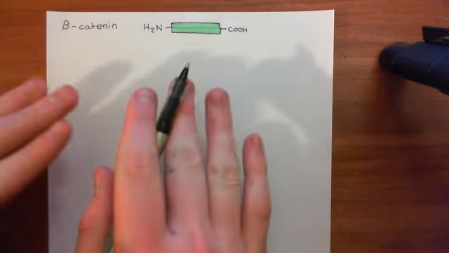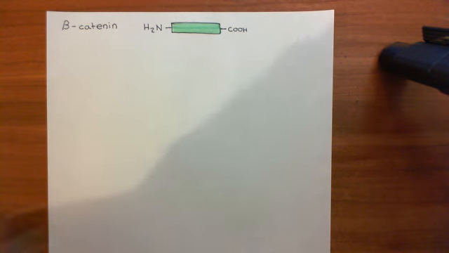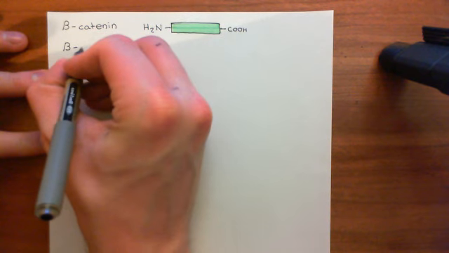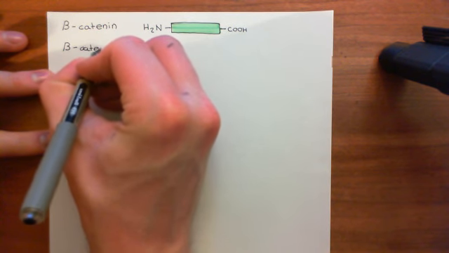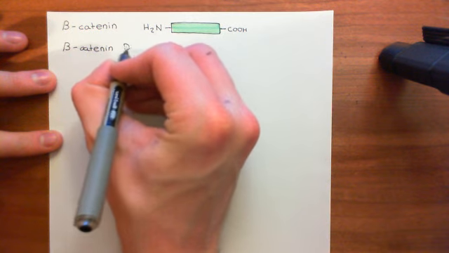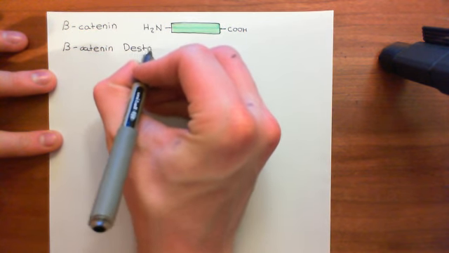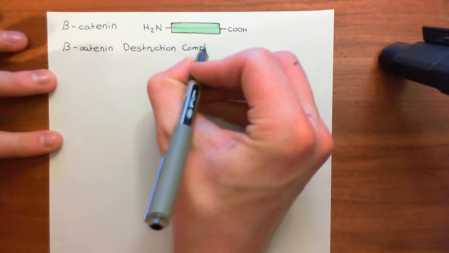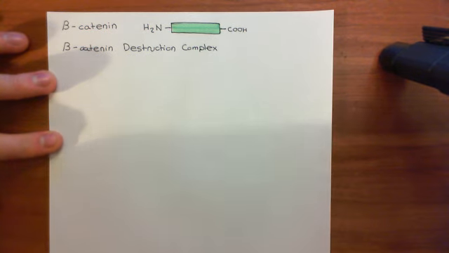Now usually within the cell you don't have any of this beta-catenin. Even though you're making it, it continuously gets destroyed. We now want to see which proteins are involved in destroying this beta-catenin. Usually you have a complex of proteins known as the beta-catenin destruction complex, which is involved in destroying the beta-catenin. I now want to discuss which proteins are complexed together to make this beta-catenin destruction complex.